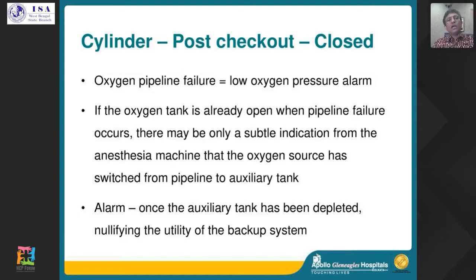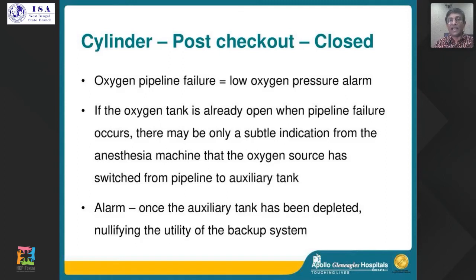Try it tomorrow in your workstation. It will just subtly tell you on the screen that the supply is now not coming from the pipeline but from the cylinder. The cylinder icon appears, but there is no alarm saying that the pipeline pressures have fallen. The pressure alarm will only sound once the auxiliary tank also has got depleted and there is no pressure in the oxygen system. Which then means you have a pipeline with no pressure.